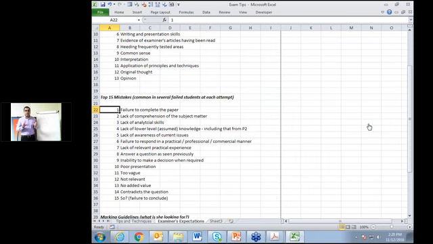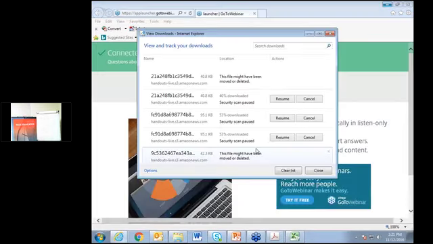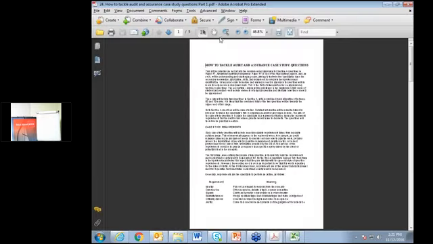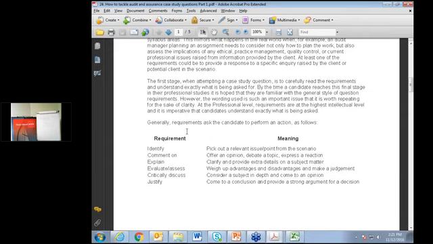So number 24 and number 25 are the two documents that you can see. Part 1 is how to tackle audit and assurance case studies questions, and then you have number 25, which is part 2 of the same article. So let's open number 24, as you can see. And right here, if you go to the bottom of the first page, that is where I want to draw your attention. That is the first thing that is really important with regard to question number 1 that we are just having a look at.